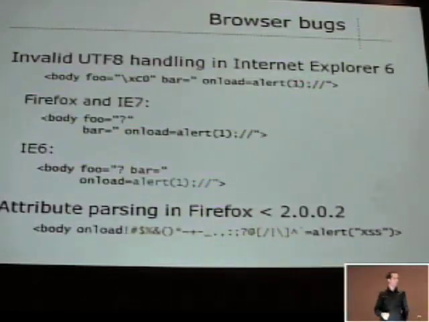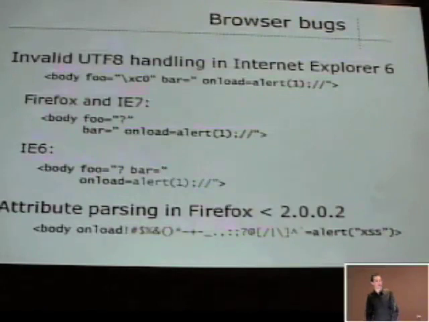There's another interesting case in Firefox versions before 2.0.0.2. The parser had a bug where it treated a number of weird characters as white space when parsing attributes. So if you have this HTML and you have an onload attribute followed by all these characters, Firefox will see this as an onload attribute followed by a bunch of white space, and then equal sign, and then the JavaScript code.